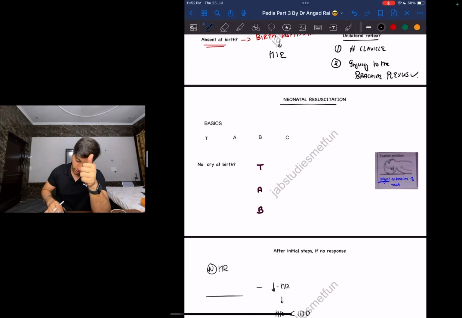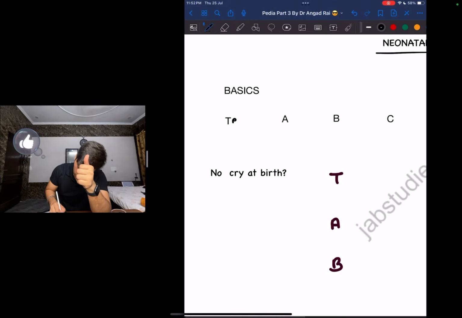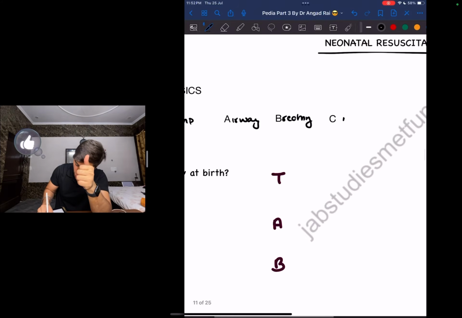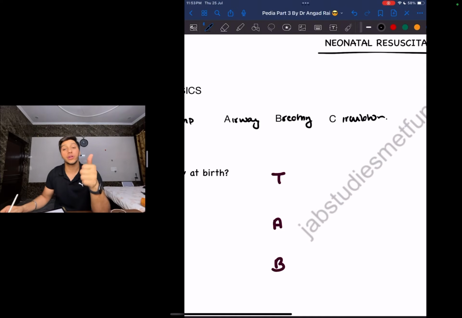T stands for temperature, A stands for airway, B stands for breathing, and C stands for circulation. Remember this order, TABC. Alright.